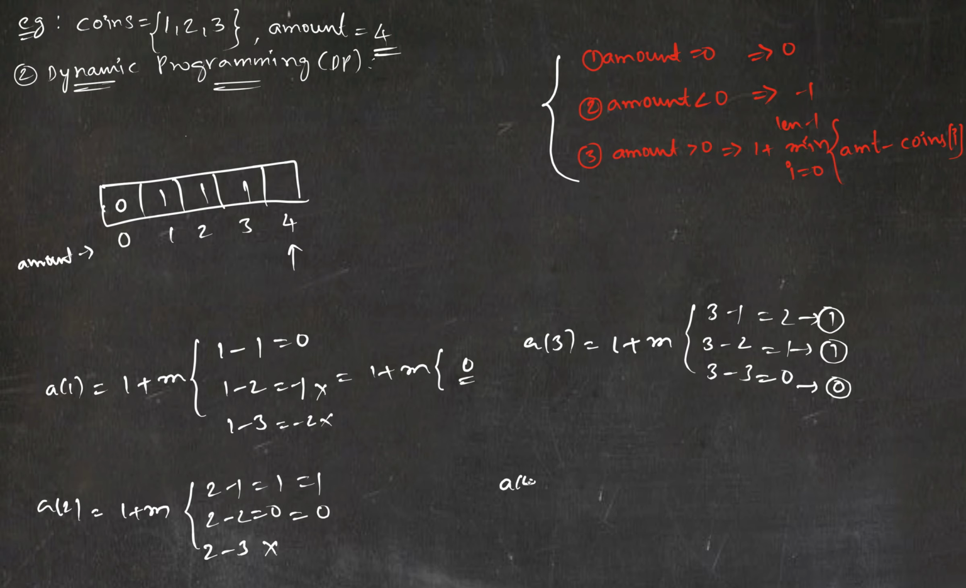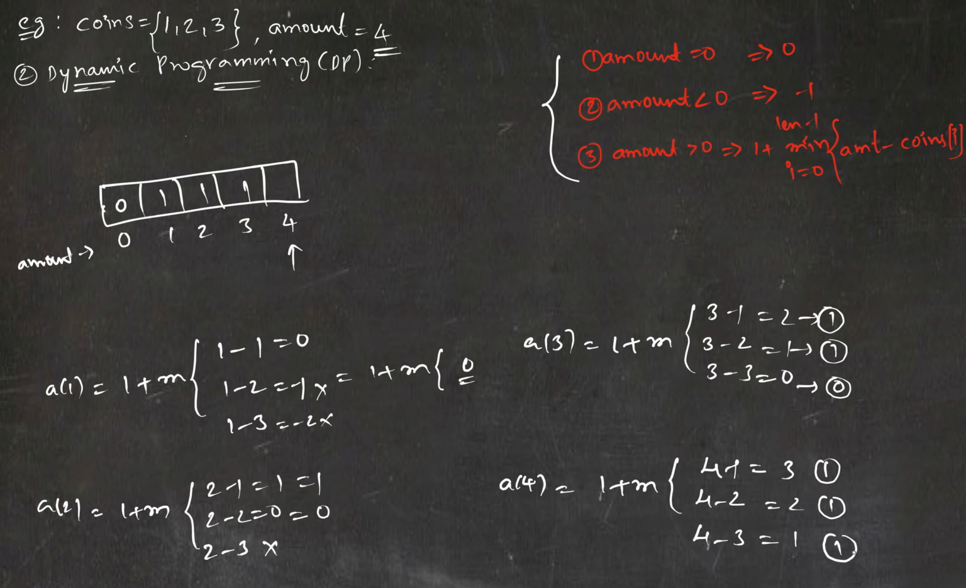And the answer of 4 is 1 plus minimum of 4 minus 1, 4 minus 2, 4 minus 3. 4 minus 1 is 3, this is 2, this is 1. So for 3, I have the answer as 1. For 2, I have the answer as 1. For 1 also, I have the answer as 1. So minimum of these 3 things is again 1. So 1 plus 1, it is 2. My question asked me to find the answer for 4, so I need to return this value.